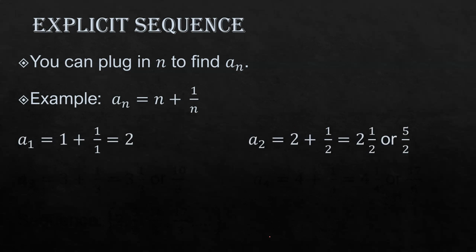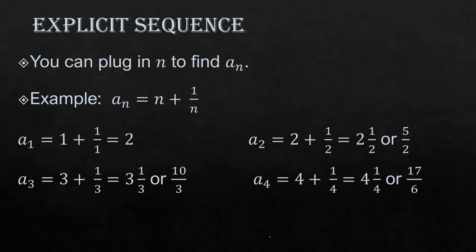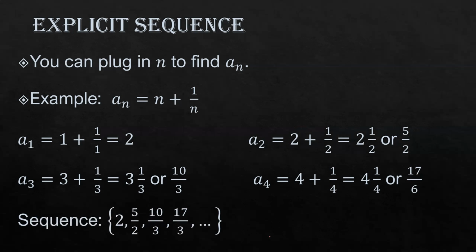So all you do is plug in the n, meaning a1 is 1 plus 1 over 1, that's 2, and a2 is 2 plus 1 over 2, and that is 2.5, or 5 over 2. And then a3 would be 3 plus a third, or 10/3. And then a sub 4 would be 17 over 4. Now, with that said, your sequence is 2, 5/2, 10/3, 17 over 4.